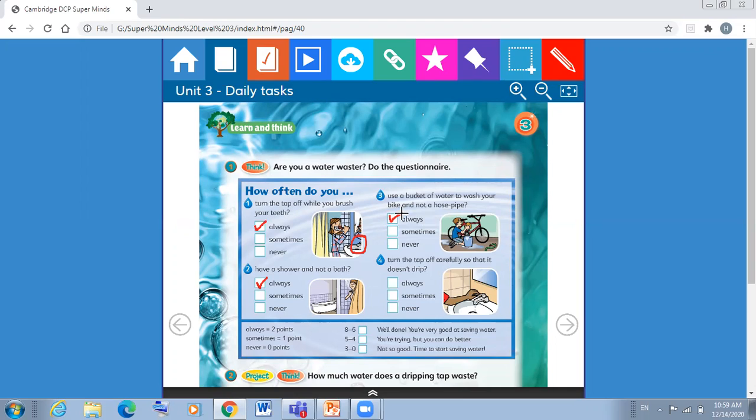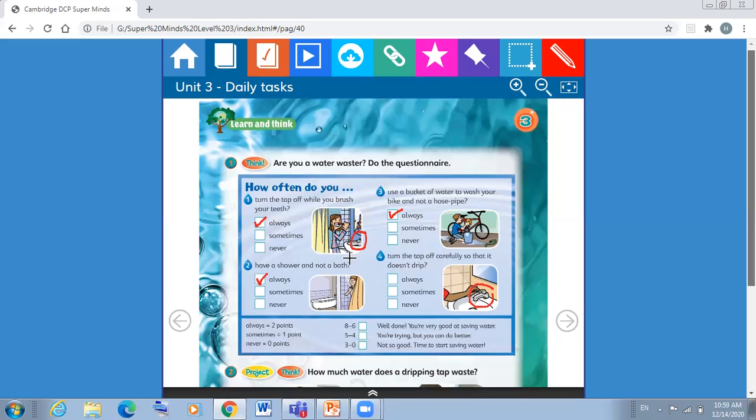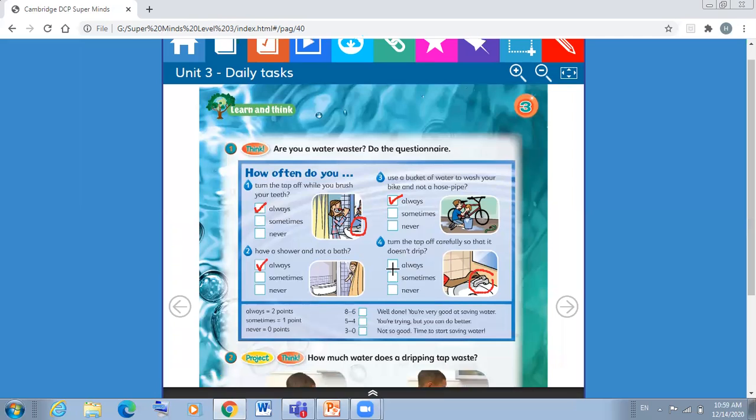Okay, question number four. How often do you turn the tap off carefully so that it doesn't drip? You know that if you don't turn off the tap carefully, it will drip. So how often do you turn off the tap carefully so it doesn't drip? I always turn off the tap carefully.